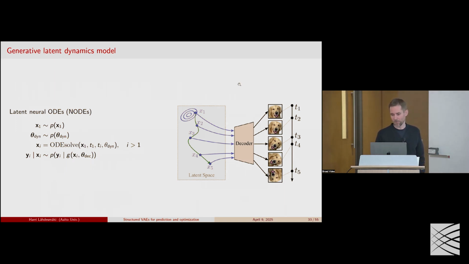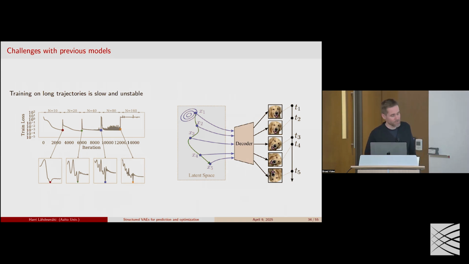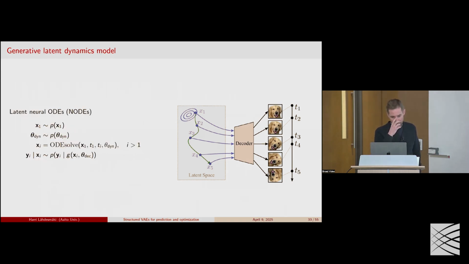So the concept is shown here on the right. Initial state sampled from some prior distribution. Then we solve the initial value problem, or numerically integrate the ODE system, and decode the latent states into the data. Okay, so that was actually proposed already at the time of the neural ODE paper, 2018, and then follow-up papers focusing on these latent neural ODEs.